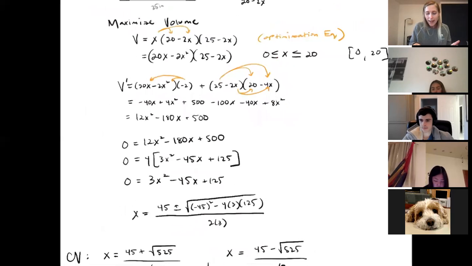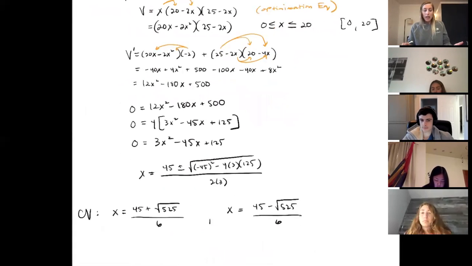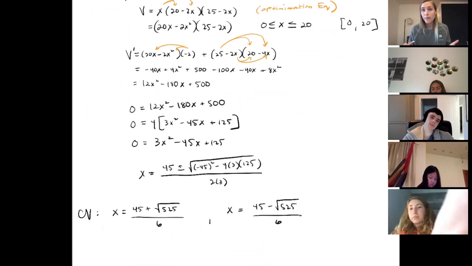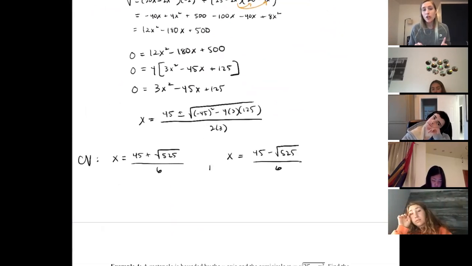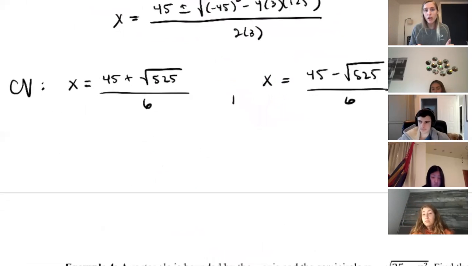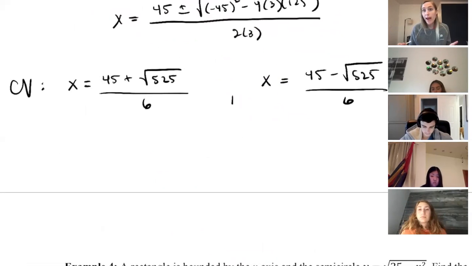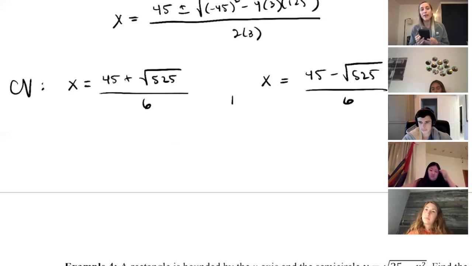But doing that allows us to do the table. We also, in determining what our actual critical values are, we want to look and see which values lie on that interval, right? Because those are the only values that could be possible points of absolute extrema. I don't know about you guys, but I don't know what 45 plus the square root of 525 divided by 6 is, but I can get the decimal approximation. So I'm going to type it into my calculator so that I have a better idea.